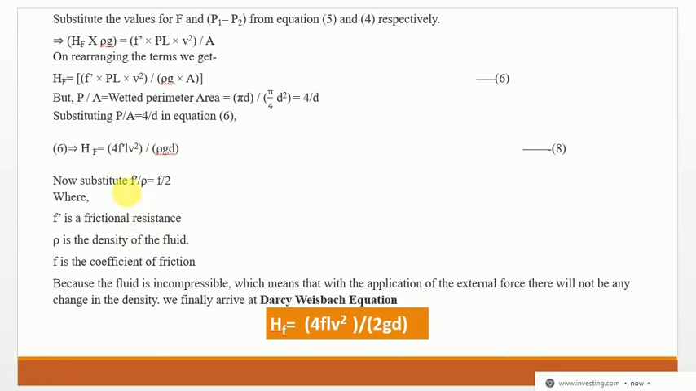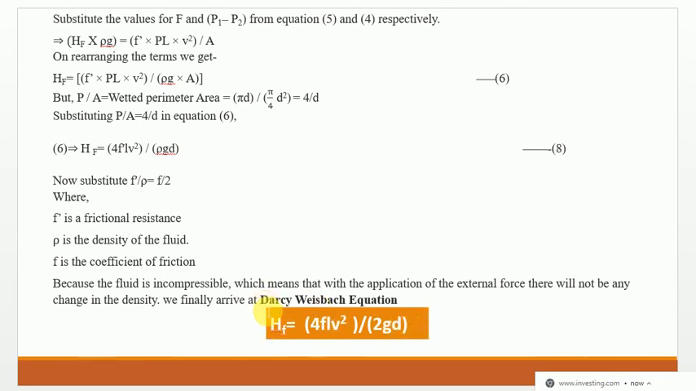So instead of f dash by rho, we're going to substitute f by 2, because the fluid is incompressible, which means that when external force is applied, there won't be any change in density. So we're going to take this density out. So hf will be equal to 4 f L V square by 2 g d. So instead of f dash by rho, we have substituted f by 2, where f is the coefficient of friction and f dash is the frictional resistance. So this equation becomes hf equal to 4 f L V square by 2 g d. It's the Darcy-Weisbach equation.